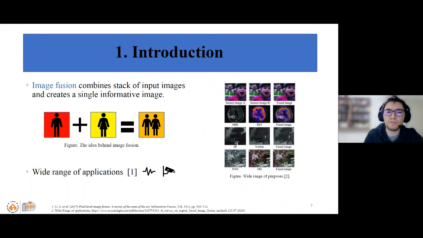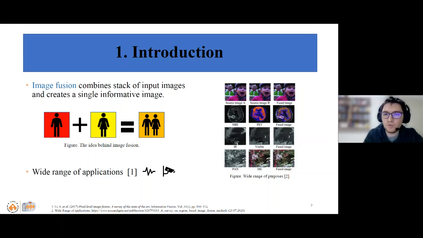Before going deeply into the math, I want to talk about what image fusion is. Image fusion is a fundamental image processing technique which combines a stack of input images and creates one single informative image which has much more detail and information than any input image in the stack. It's much more useful for both our eyes and for computers to process, which is why it is used in a wide range of applications from medical to military systems.